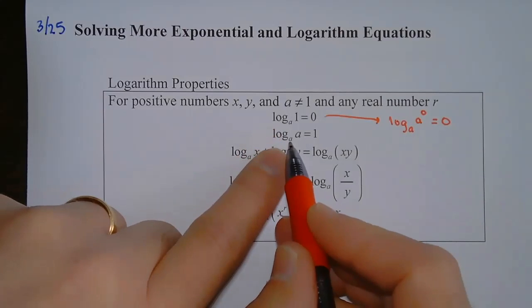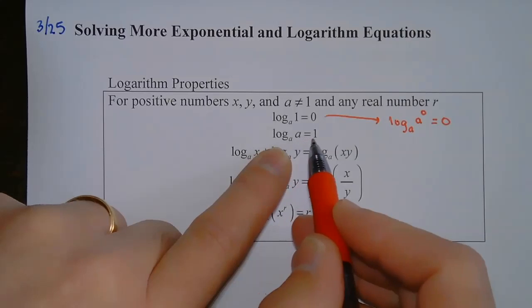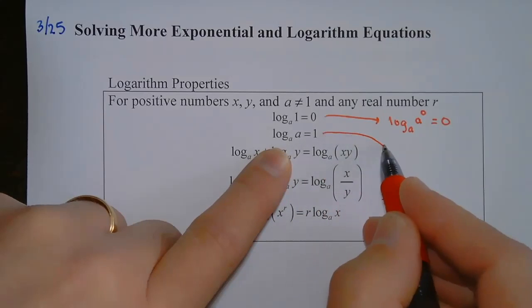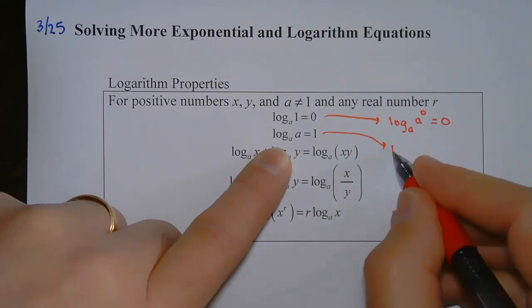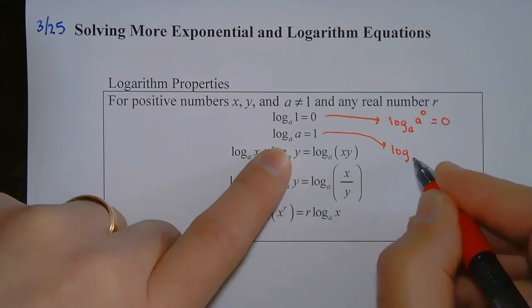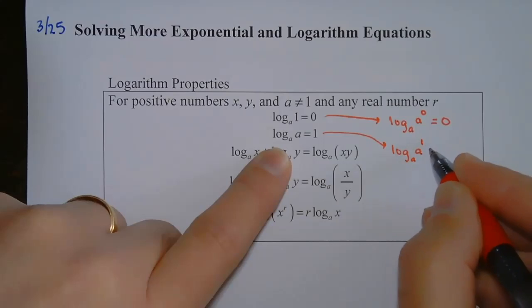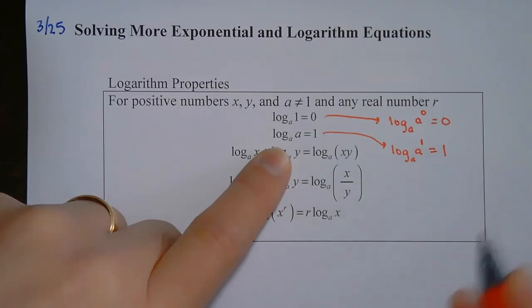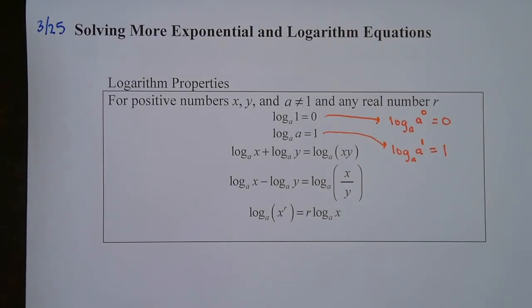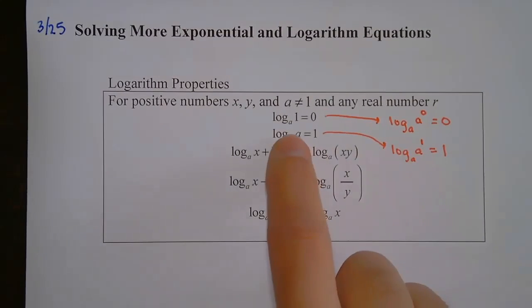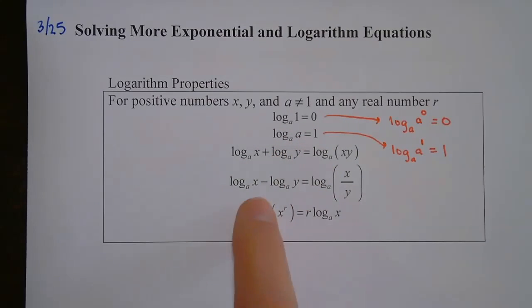Why is log base a of a equal to 1? Similar rationale, okay? Similar reasoning. Log base a of a, and what is this right here? Well, this is a to the power of 1, right? That's why this one's equal to 1. Okay, so it's important that you can explain to somebody why it's that value, why log base a of 1 is equal to 0, or log base a of a is equal to 1.